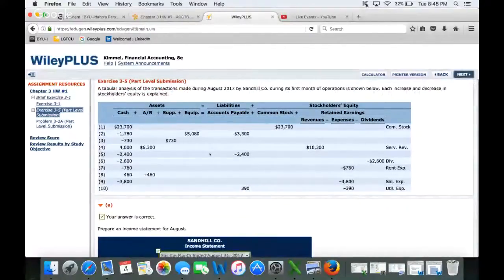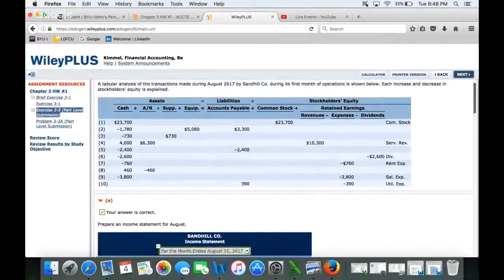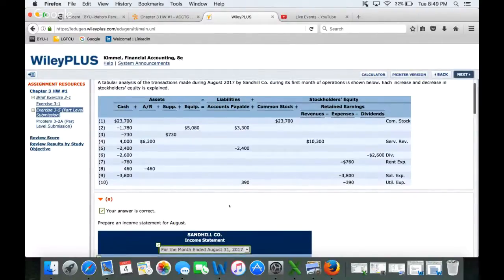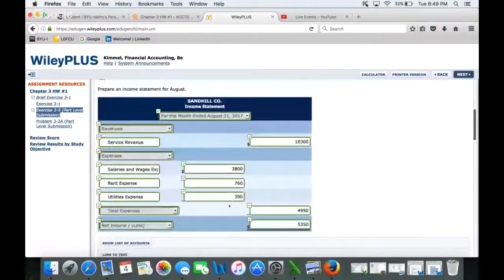Yeah, so exercise 3/5 gives you the tabular analysis of all the transactions for August 2017 by Sandhill. And so going down to the first part of the problem, it asks you to fill out the income statement. The income statement is always for the year, or a period, and so that's how you know it's going to be for the month ended August 31st, 2017. The income statement will always go from revenues listed first, then the list of all the expenses.